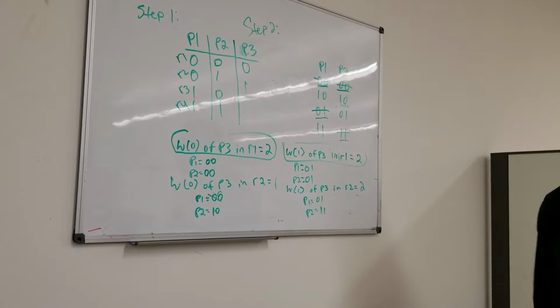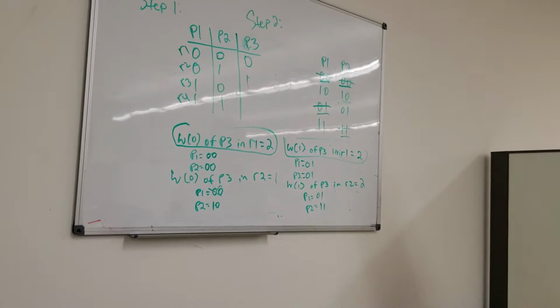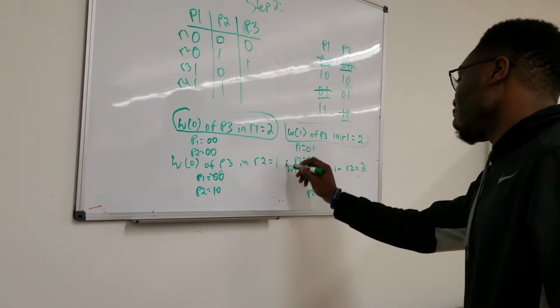So now we can move on to row 3. And we're repeating the same process, right? Right. So we know we picked this one.